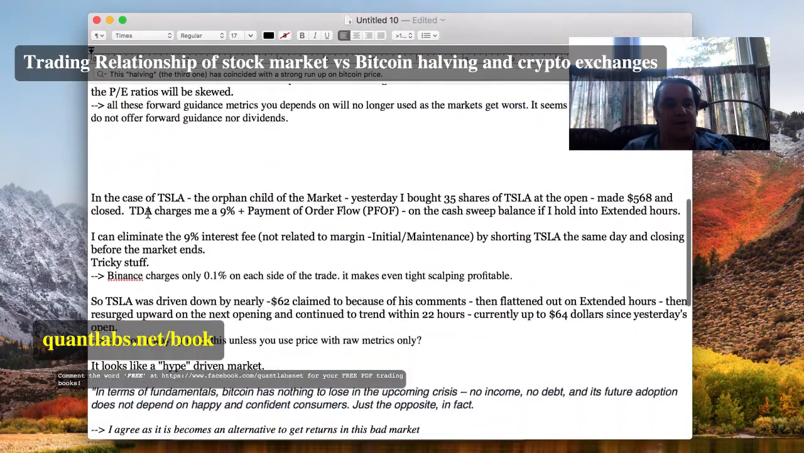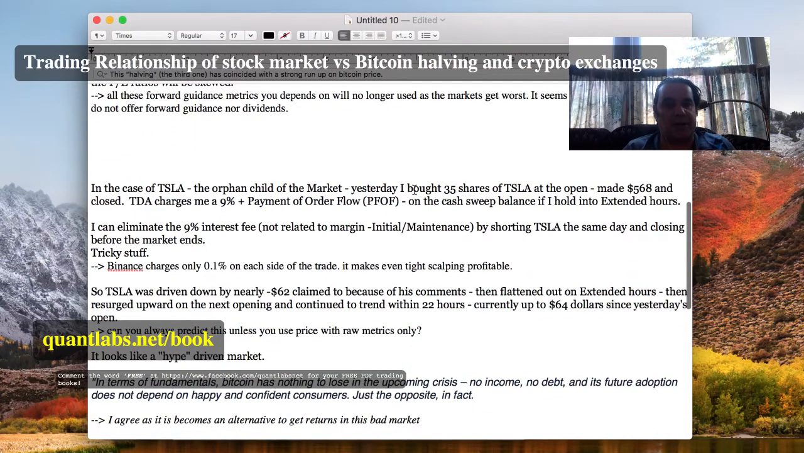Let's see here. In the case of Tesla, the orphan child of the market, yesterday I bought 35 shares of Tesla at the open, made 568. So TD Ameritrade charges me 9% plus a payment for order flow, PFOF. I know nothing on this, but again, this guy knows his stuff. On the cash sweep balance, if I hold it into extended hours, okay, that's the extra fees. I can eliminate a 9% interest fee not related to margin, initial maintenance, by shorting Tesla the same day and closing before the market ends.